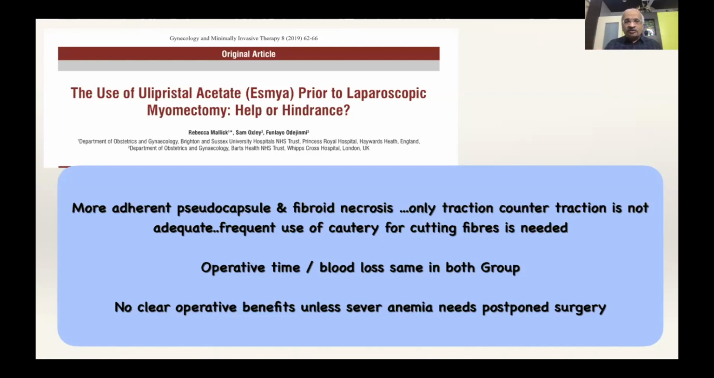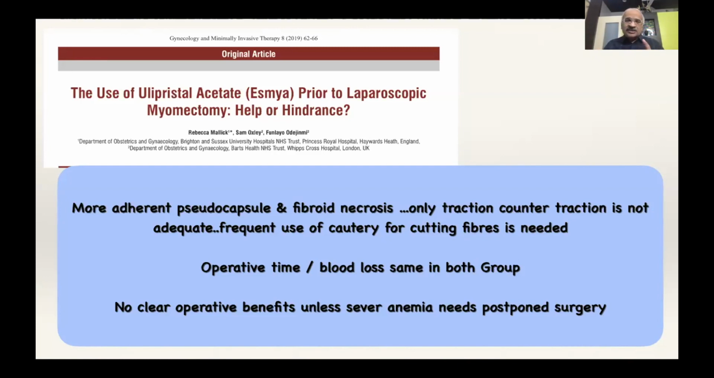Operative time and blood loss in this group were the same, but earlier authors have advised that the blood loss was more and operative time could also be high. And there is no clear operative benefit of giving preoperative ulipristal acetate, unless somebody has a severe anemia and you need postponement of the surgery, and then probably you could use it.